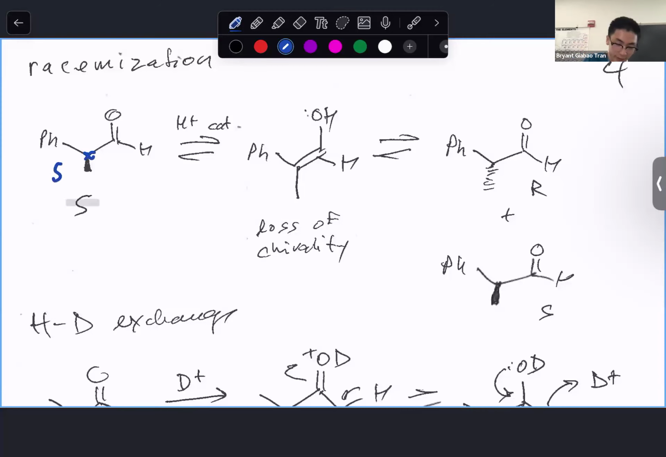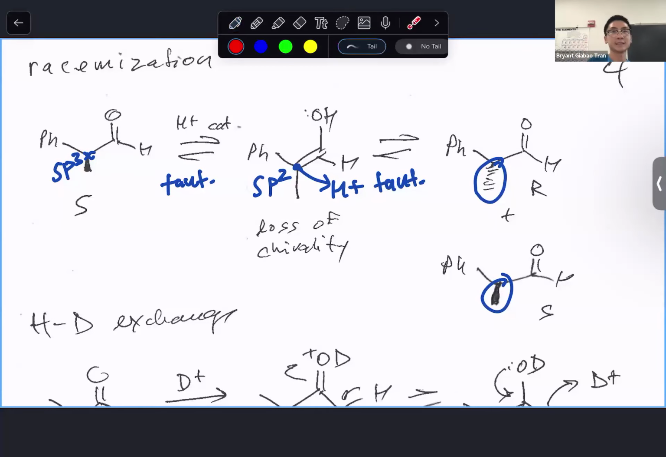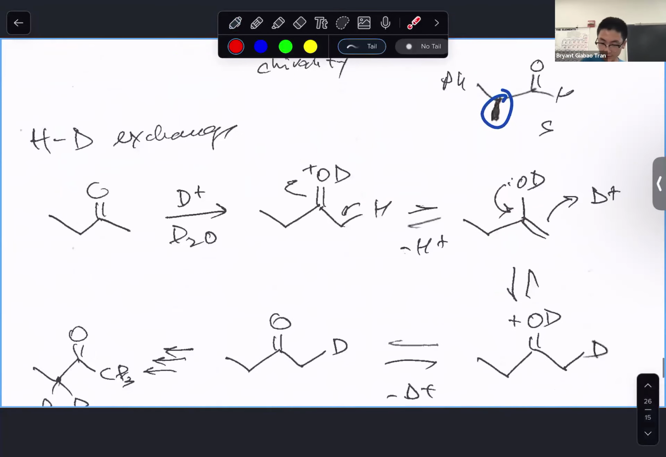Because this is sp3 hybridized. Once we tautomerize into the enol form, this sp3 atom turns into a flat sp2 atom. When we tautomerize back into the carbonyl, this sp2 flat atom here could grab a proton either from the top side or bottom side, giving you two different enantiomers in this case, because there are no other pre-existing chiral centers, right? HD exchange.